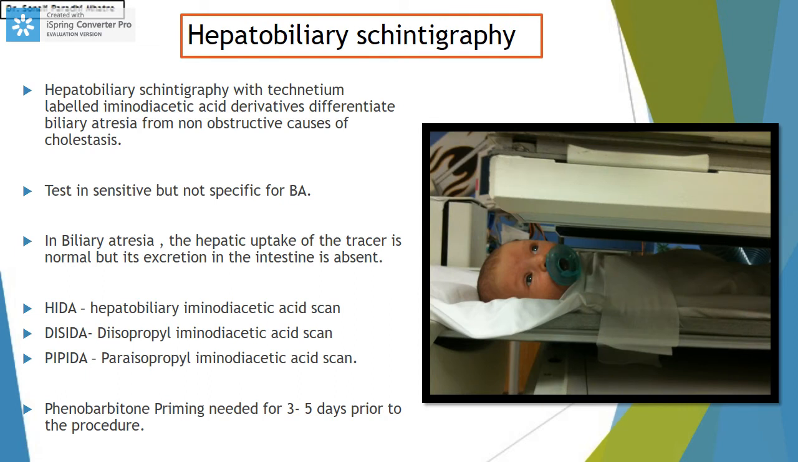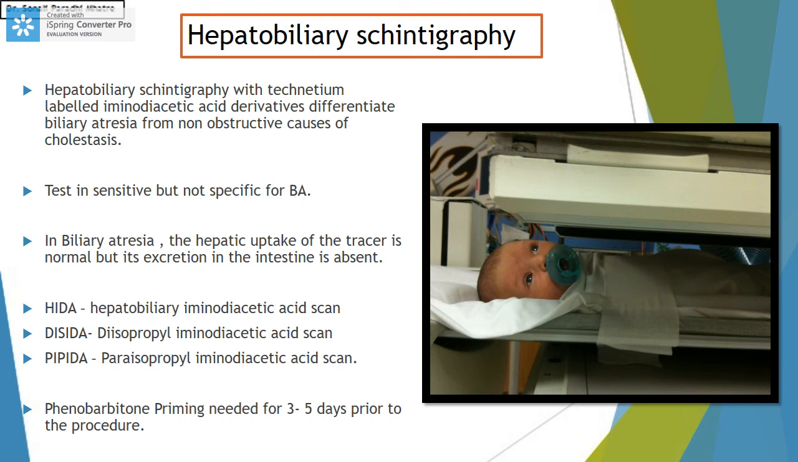Now, what is hepatobiliary scintigraphy? Most of us may know this modality as the HIDA scan. Hepatobiliary scintigraphy with technetium-labeled iminodiacetic acid derivatives differentiates biliary atresia from non-obstructive causes of cholestasis. This test is sensitive, but it is not very specific for biliary atresia.